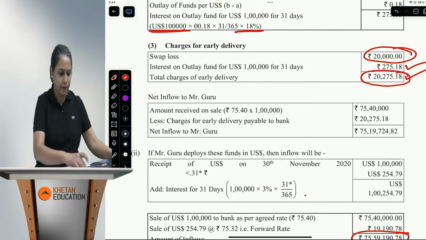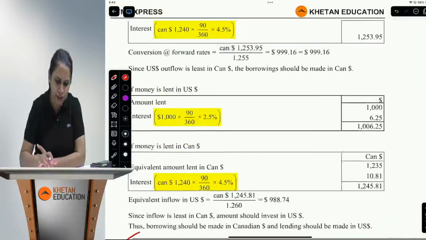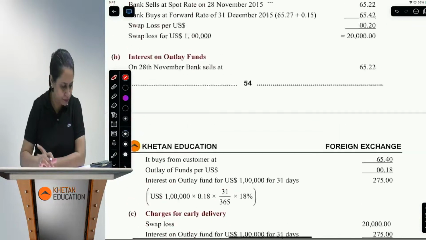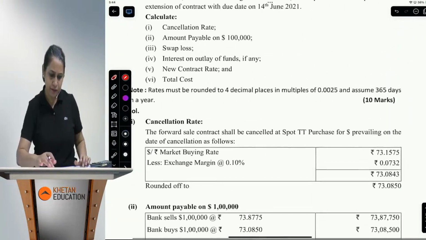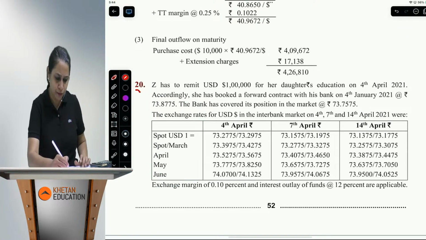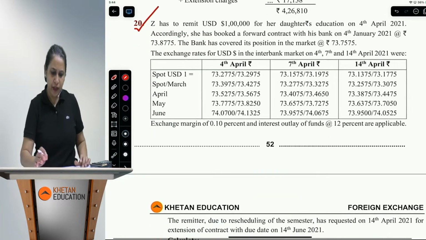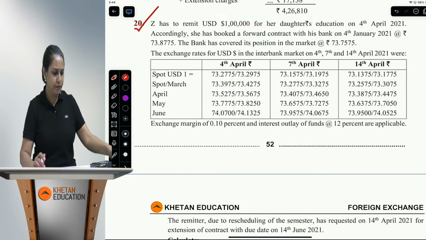I think you are ready. Clear? So let us do one more cash question here. This one, question number 20, we are going to do. And then after this we are done with this part especially.